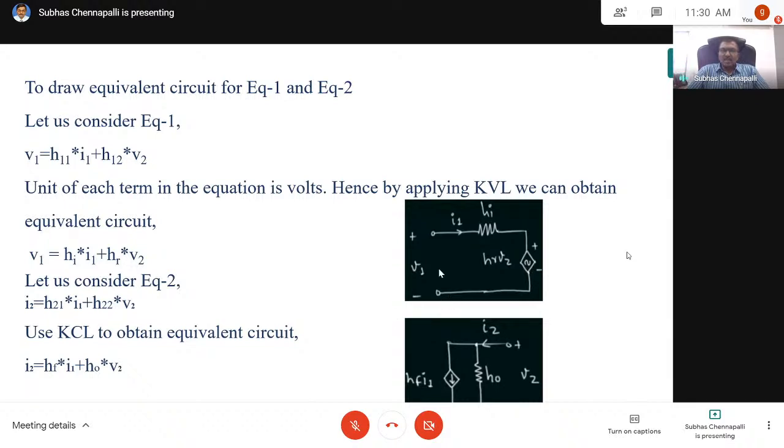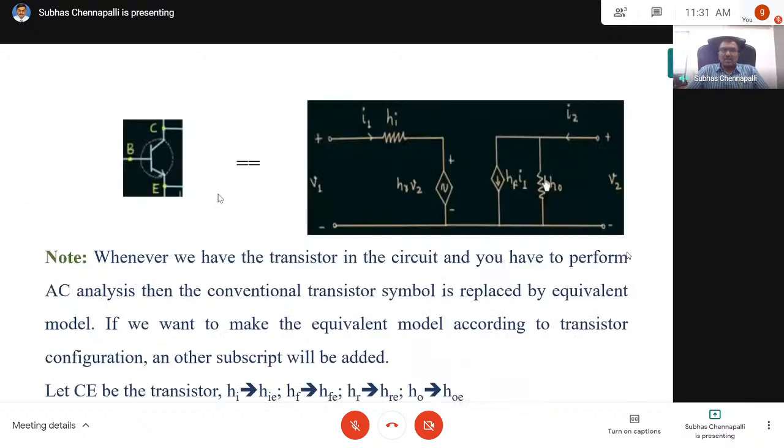Then you mix the input and output together for the whole transistor, and you can show the whole transistor like this. This is the input circuit, this is the output. This is the H parameter model for low frequency. Of course, the H parameter model we use only for low frequency analysis. When you are analyzing circuits involving a transistor, say the analysis is AC analysis, you have to replace the transistor with its equivalent model like this. We have already discussed this nomenclature.